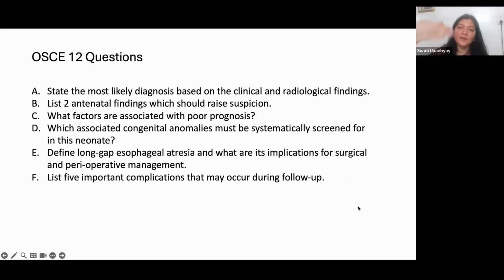It can be a delayed primary repair where some time is given for the esophageal growth to happen and primary repair is done later, or it can be a staged repair. As I can see, somebody has written correctly, the esophagostomy and gastrostomy are done, and then at a later stage the repair is done. So I think most of you have got it right. So list 5 important complications that may occur during follow-up.